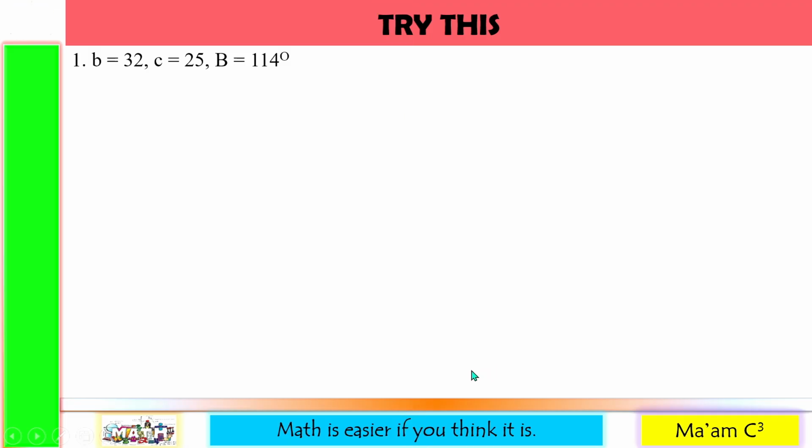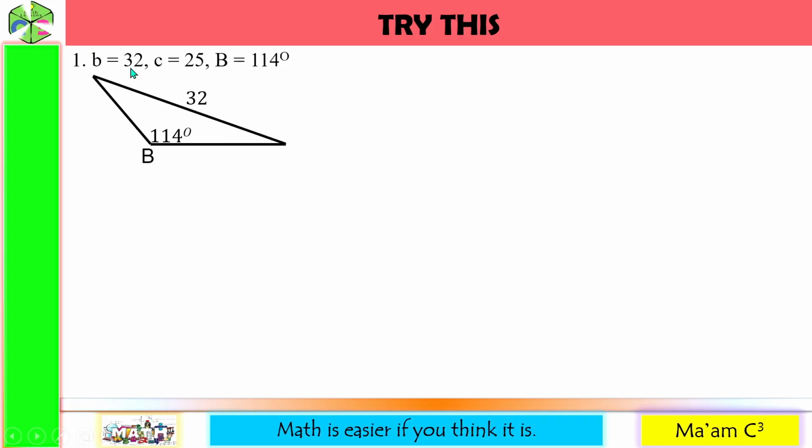Try this. Let's solve for the missing sides and angles. So we have b is equal to 32, c is equal to 25, and angle B is 114 degrees. This is an obtuse angle. So let us create an obtuse angle. This will be angle B, 114 degrees. Opposite angle B is side b, and this measures 32. While another side is given, 25. Let me just put it here, 25.